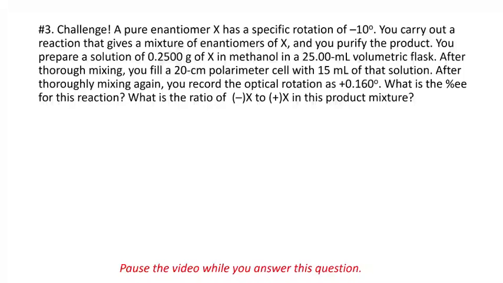Okay, challenge. A pure enantiomer X has a specific rotation of minus 10 degrees. You carry out a reaction that gives a mixture of enantiomers of X, and you purify the product. You prepare a solution of 0.2500 grams of X in methanol in a 25 milliliter volumetric flask. After thorough mixing, you fill a 20 centimeter polarimeter cell with 15 milliliters of that solution. After thoroughly mixing again, you record the optical rotation as plus 0.160 degrees. What is the percent EE for this reaction? And what is the ratio of minus X to plus X in this product mixture?